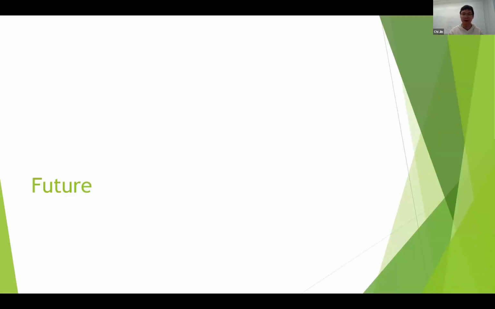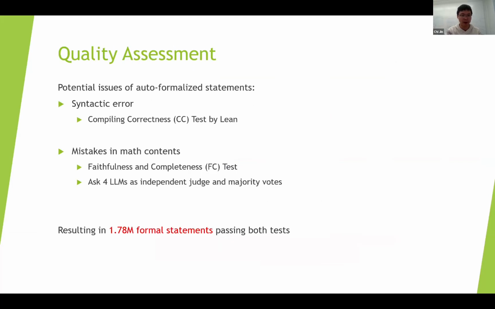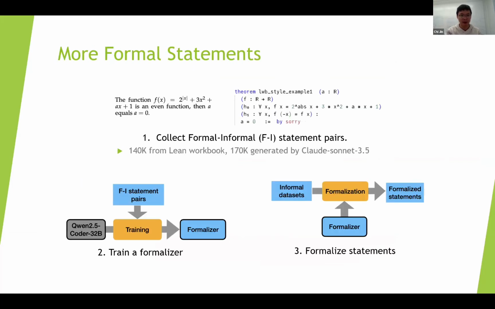Okay, any questions so far about our methodology? So the prover itself is... the formalizer is 32B from the base model. The prover itself is 7B. I see. The formalizer is, yes, 32B.